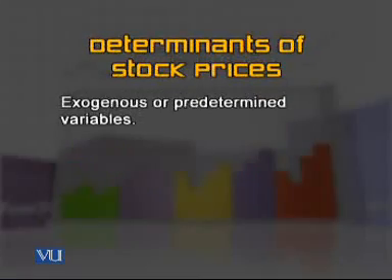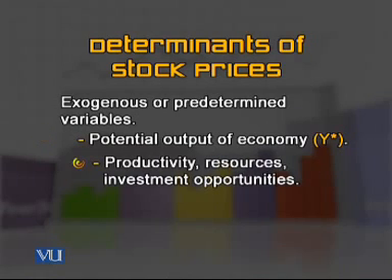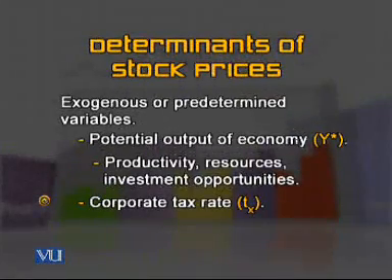We also need to understand the exogenous or predetermined variables. We also need to understand the potential output of the economy. We also need to understand the productivity, the resources, the investment opportunities available. Now, when we know about the investment opportunities available, the resources and the productivity, we'll be able to understand what the determinants of the stock prices are. Obviously, we need to know what corporate taxes are. What are the companies going to be paying in the form of taxes, and what is going to be left behind?